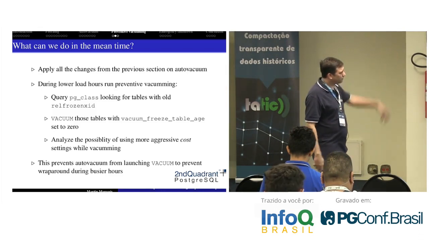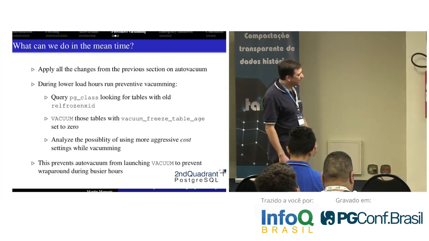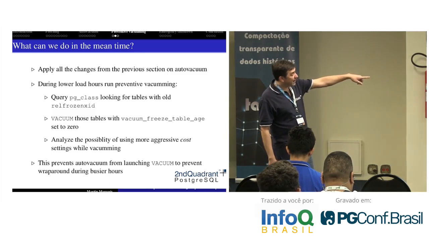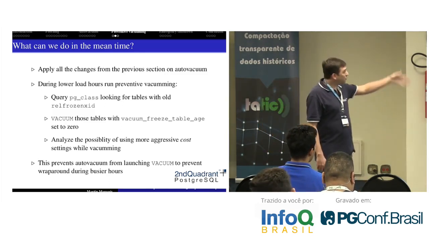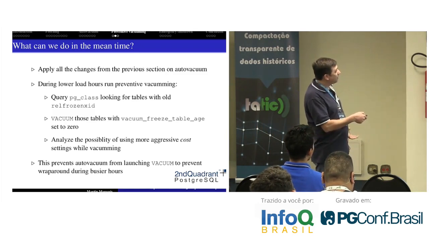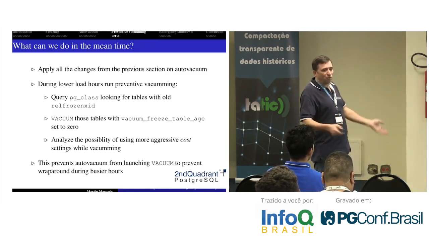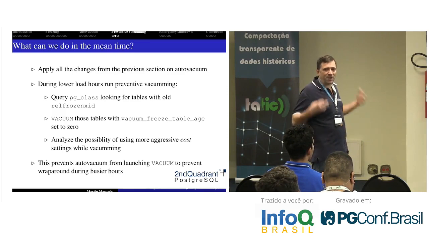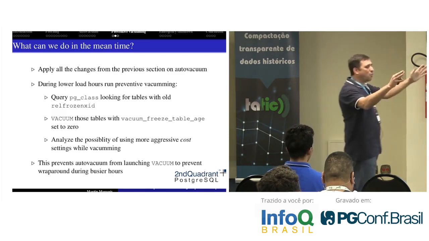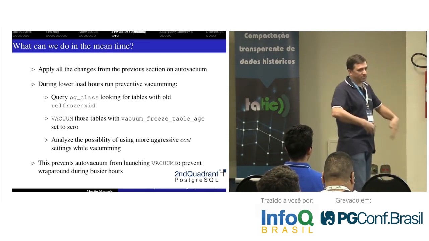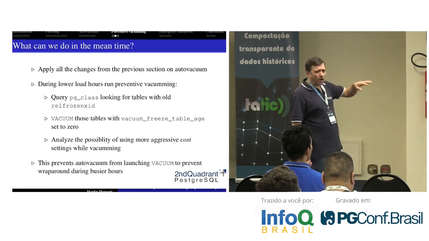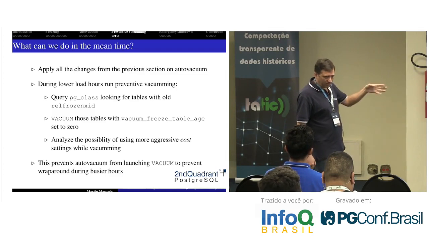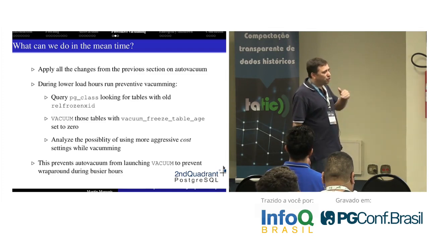So we can do this for several tables. And obviously, we can actually analyze the possibility of even being more aggressive because, well, it's low load hours, nobody's using the system. So let's really make autovacuum work at full speed. Well, not full speed, but close to full speed. Lower load hours doesn't mean that nobody's working. It's just, we're not using all the resources of the system.